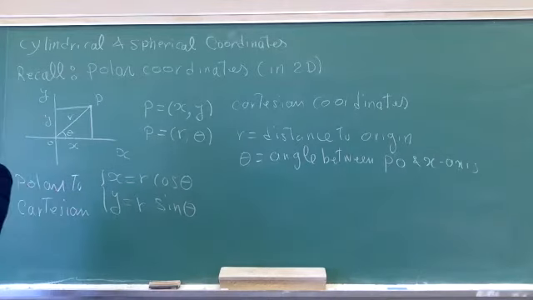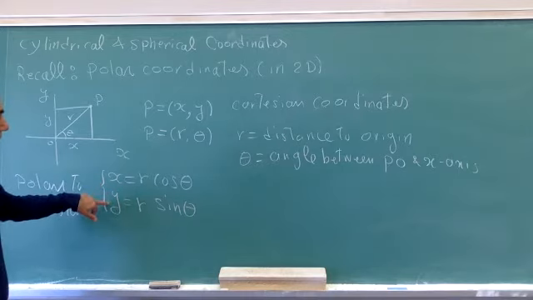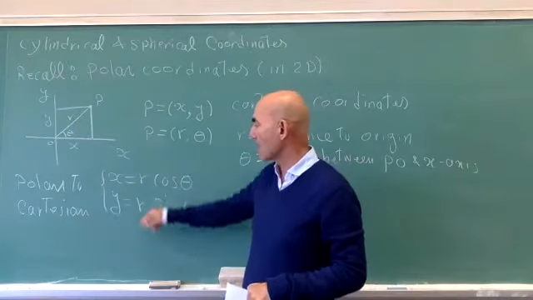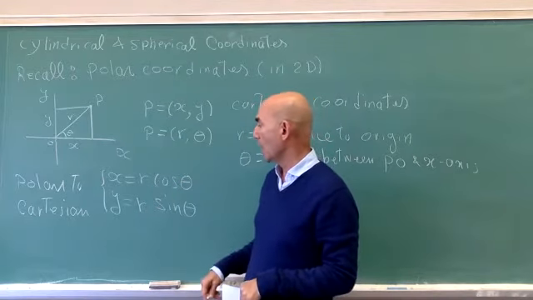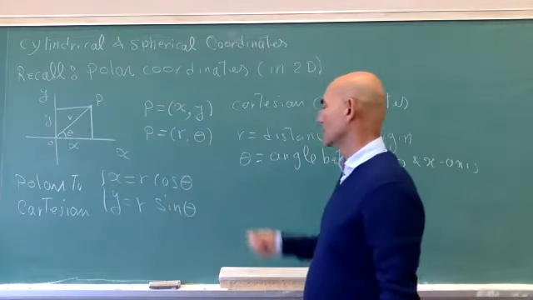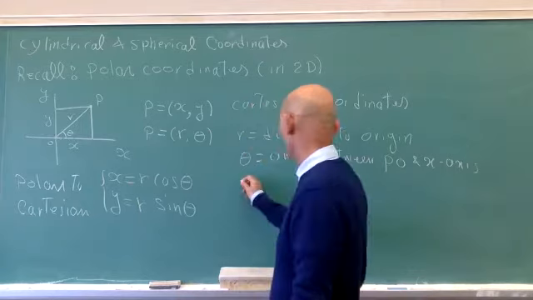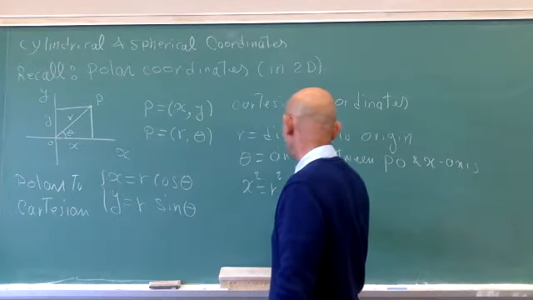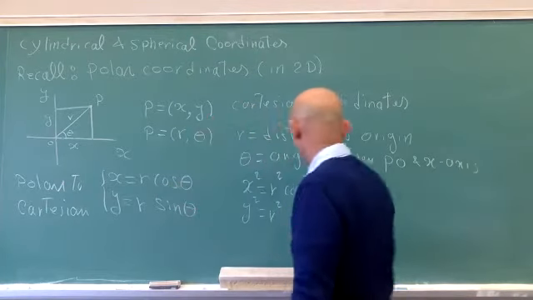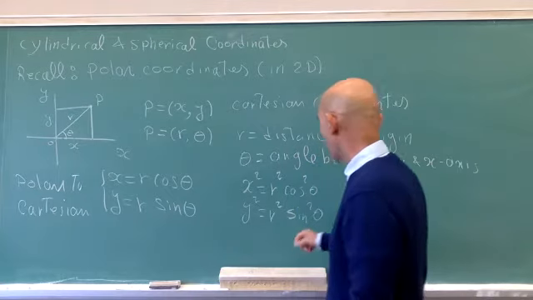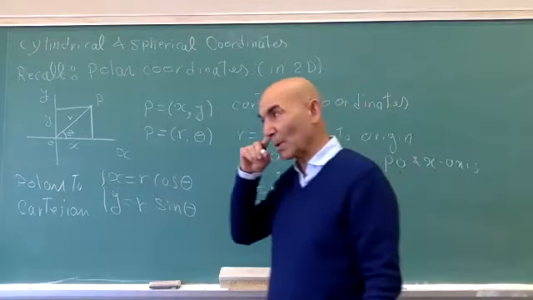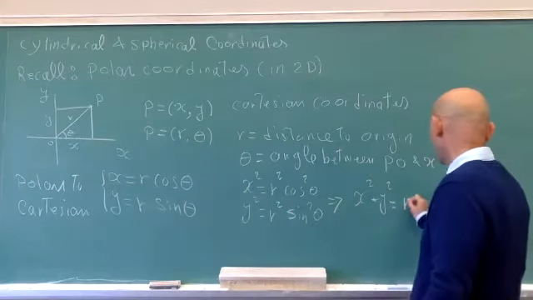Now, you can go backward. If I have x and y, we can find r and theta also. How do we find r and theta in terms of x and y? Let me start by working with these two formulas. We have x squared equal to r squared cosine squared of theta and y squared equal to r squared sine squared of theta. We can add the two: x squared plus y squared equals, since sine squared plus cosine squared is 1, just r squared.